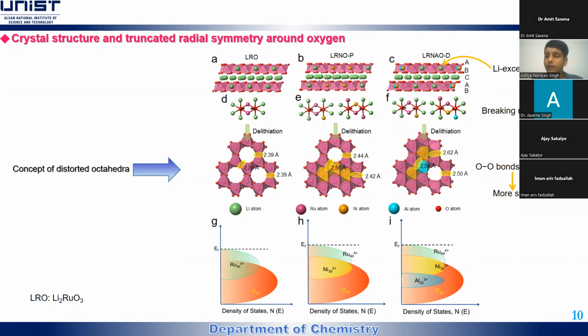Usually, when we dope, we try to distort the octahedra. The more the distortion is, it's not better. But to a certain extent, the radial symmetry must be broken. In the band diagram we could see that when we dope with aluminum as 3+, it has greater overlap with oxygen. And that's the reason we would be explaining why the concept of aluminum doping helps in the batteries.